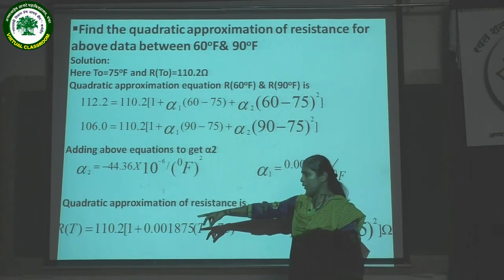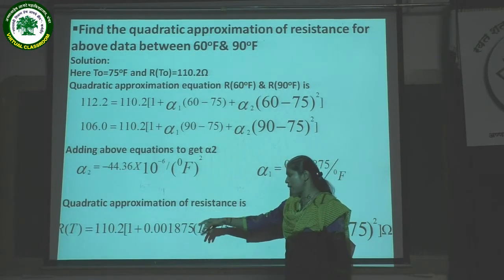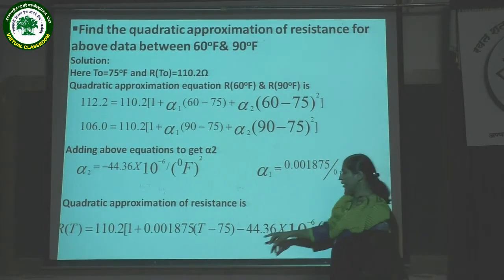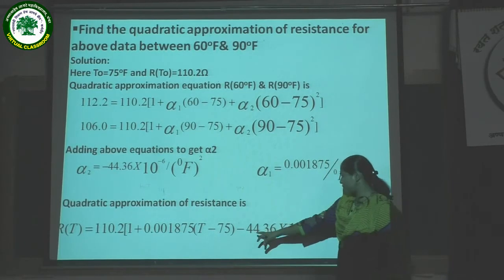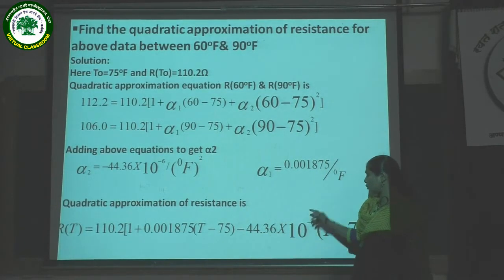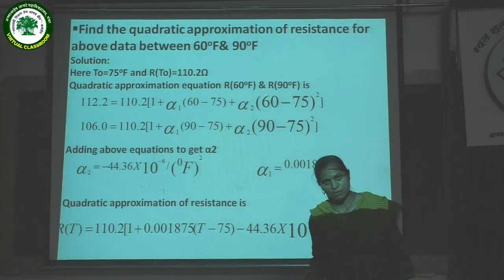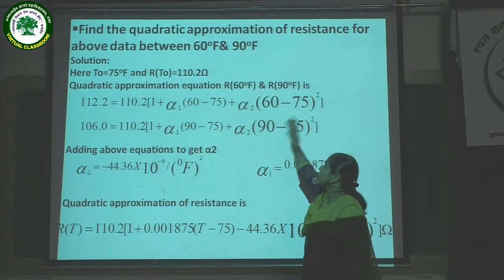So this RT would be 110.2, that is RT0, in bracket 1 plus this value 0.001875, we have taken it from alpha 1, in bracket T minus 75, and minus alpha 2 value is minus 44.36 multiplied by 10 to the power minus 6, and in bracket we are having T minus 75 its square, and all this term has been expressed in the units of ohm. So this equation will enable us to give the unknown resistance in the temperature range of 60 degrees Fahrenheit to that of 90 degrees Fahrenheit.